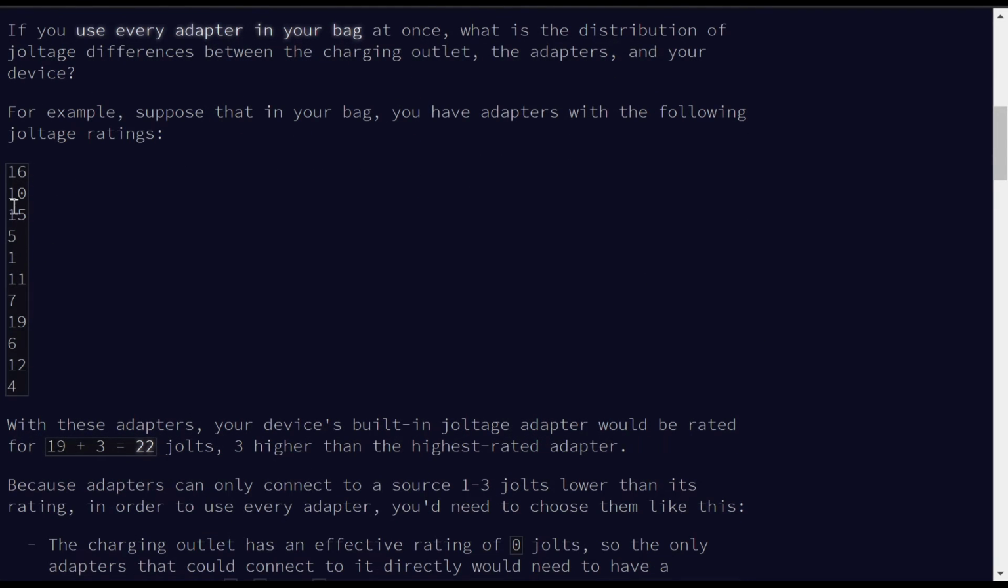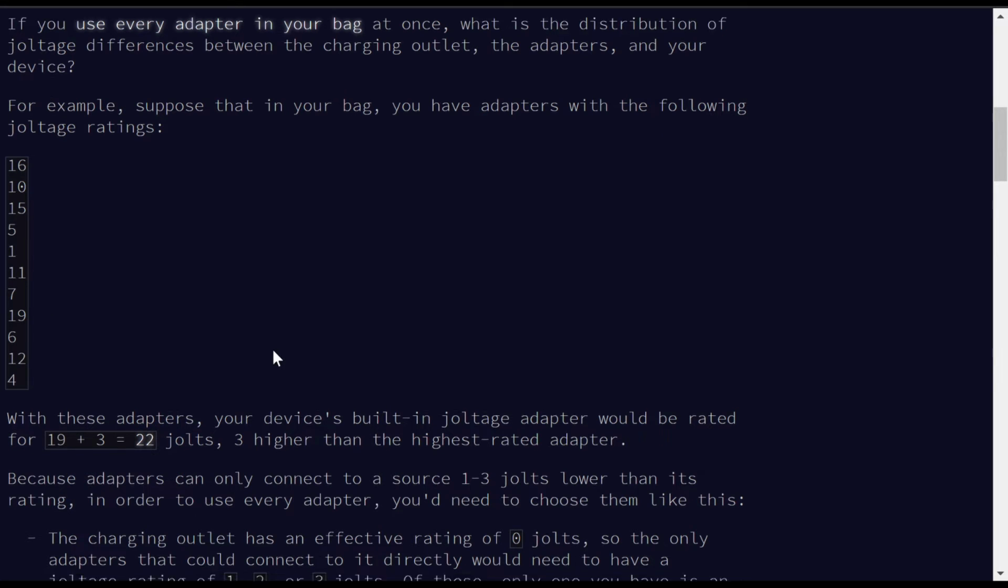So for example here, we would start at 0, and to use them all, it means you just have to arrange them in sorted order, because you can't ever go from a higher number to a smaller number. That's not how these adapters work. And we need to use them all, which means we need to do them in order. So we'd go from 0 to 1 to 4 to 5 to 6 to 7 to 10 to 11 to 12 to 15, 16, 19, and then 22, which is our actual device.